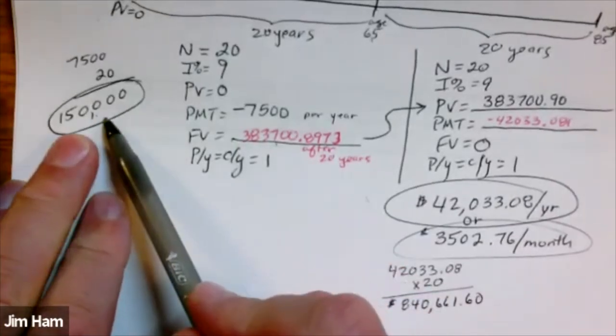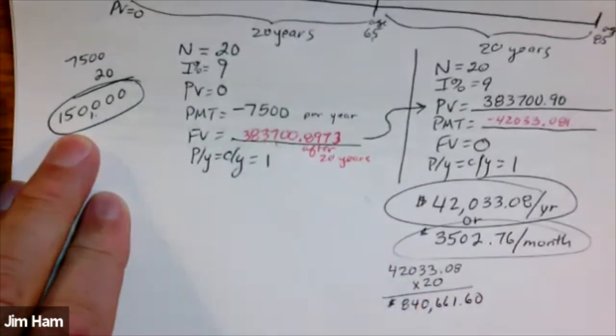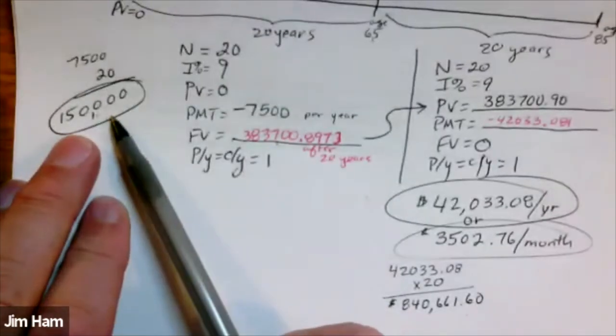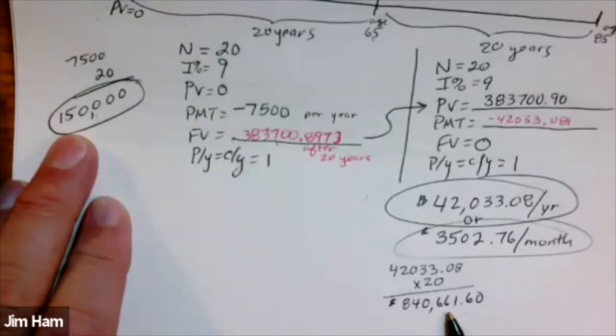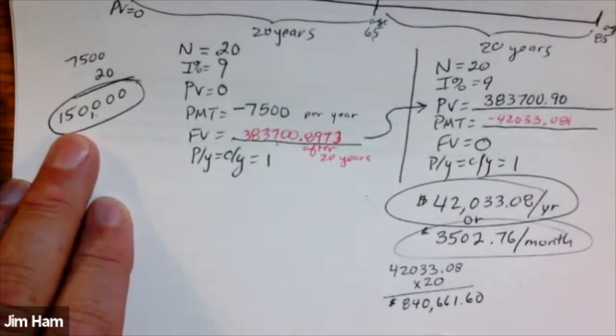With this $150,000, the $7,500 that this guy invested each year, he put out $150,000 of his money, but in return, he received $840,000. 150 turned into 840. This is how annuities work.